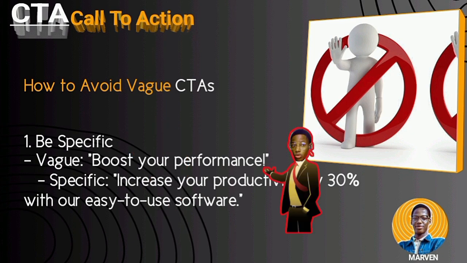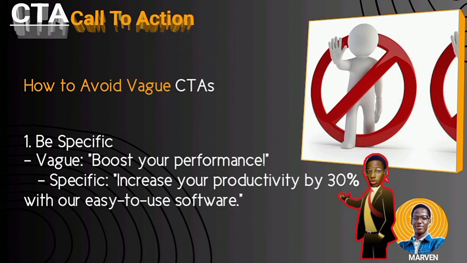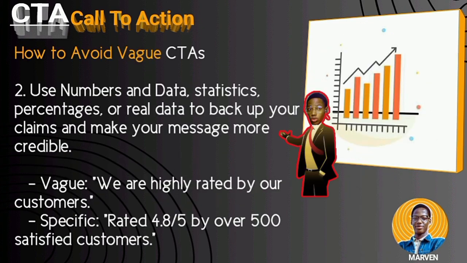When you say "boost your performance," that doesn't sound specific to me, and I am less likely to take action than when somebody says to me, "increase your productivity by 30% with our easy to use software." Yes, now you sound like you're being specific because I can see what I want to do. I want to increase my productivity by 30% with a software. So that's specific.